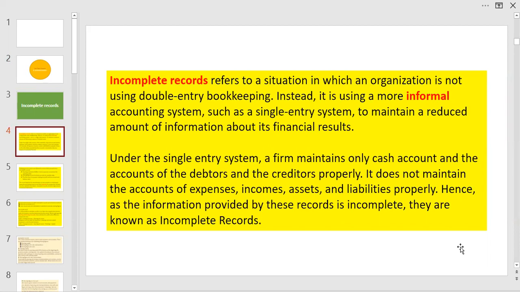Under the single entry system, usually the cash book is maintained, sometimes debtors and creditors details. They don't maintain income and expenditure, assets and liabilities properly. But as a rule, you cannot have a definition for incompleteness. It can lack details in so many different ways.